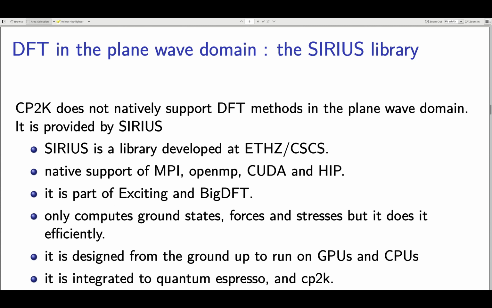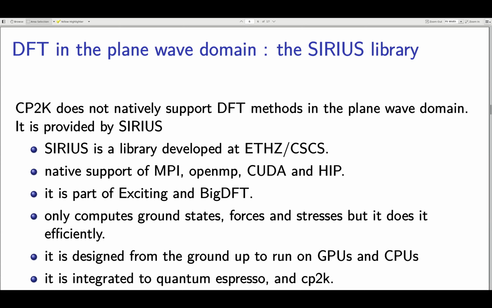The library is called Sirius. It has native support of MPI, OpenMP, CUDA, and ROCm, and it is also part of Exciting code and Elk DFT codes. The only functionality of Sirius is to compute the ground state, force, and stress, and we try to do it as efficiently as possible. From a design point of view, we started the development with the idea that it should run on GPU and not only on CPU. So it's designed from the ground up for running on GPU.